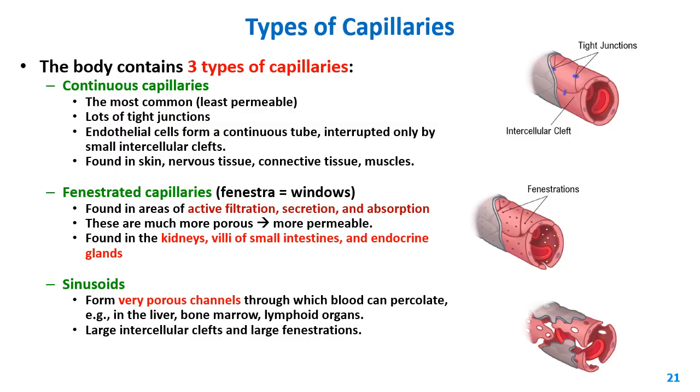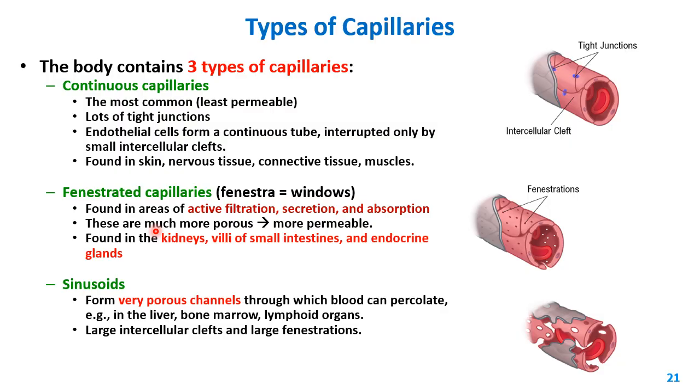So you call those little holes on the cell fenestration, okay? And if you speak Italian, you know that finestra means window, right? So those little cells have windows that allow for more things to go through. Where are you going to find this type of capillaries? You're going to find them in places where you need a lot of absorption or a lot of filtration.